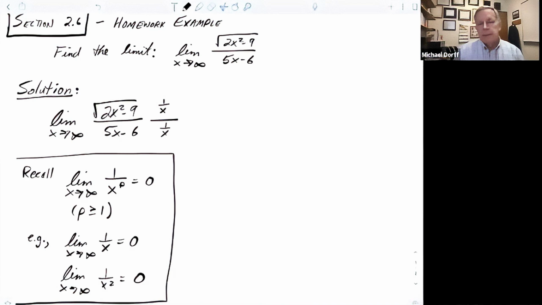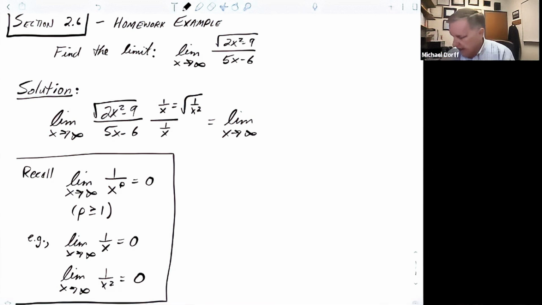Now the bottom I'm okay with, but the problem with the top is that I've got a square root. I can't just bring in that 1 over x under the square root. I want to write something that's equivalent to it with a square root. So 1 over x is the same thing as the square root of 1 over x squared. And that works because x is a positive number. All right. So I'm going to multiply the top and the bottom by those terms. And because the terms are the same, it doesn't change the answer.